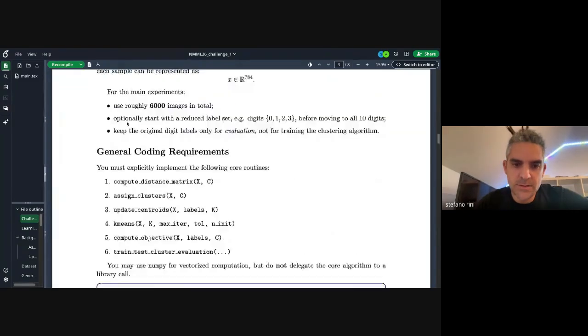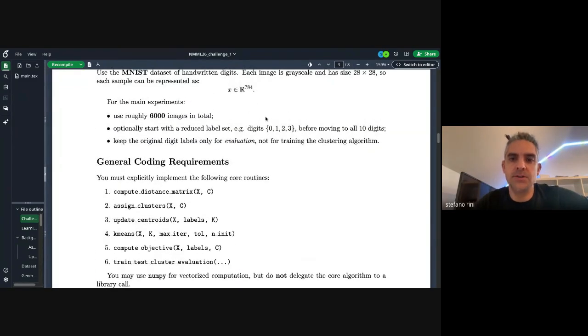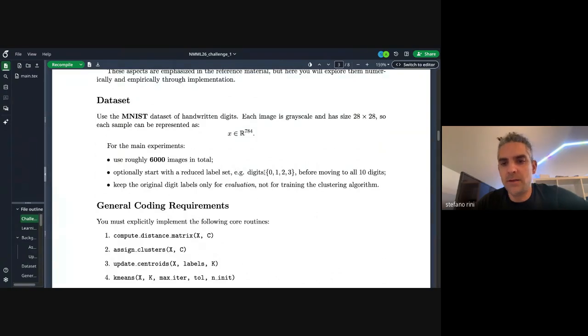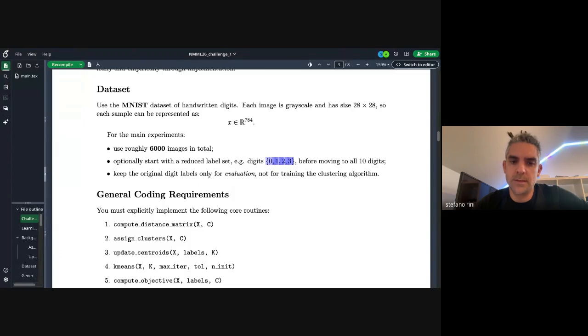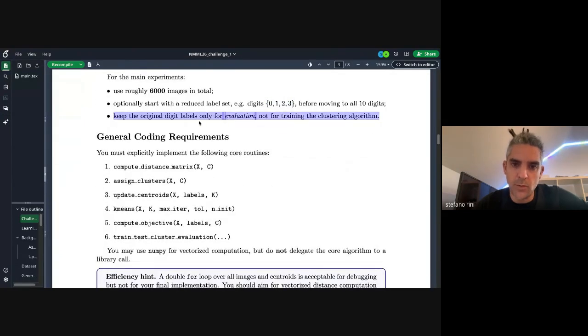Okay, so let's move forward. The dataset is the MNIST dataset. We have 6,000 images, and something you can do is reduce the initial labels. If you just take 4 labels, then you will get a much smaller dataset: 600 times 4, so 2,400. So you just simplify the dataset. And remember always that the label is only there for you to evaluate the quality of the clusters. You cannot use the label.